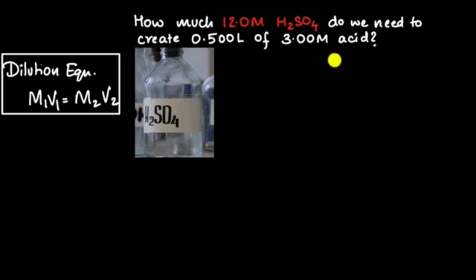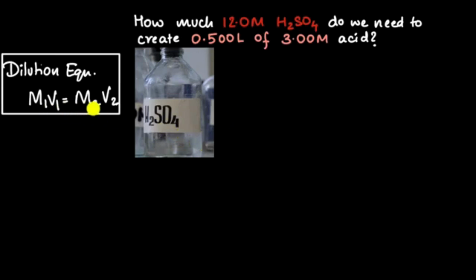So we want to create 0.5 liters of 3 molar. So you can see it's very dilute. We need to create a dilute solution of H2SO4. And so just like before, we're going to take a little bit of this and add it to a lot of water to create our dilute solution. And the question is, how much of the concentrated stuff do we need? So how do we solve it?